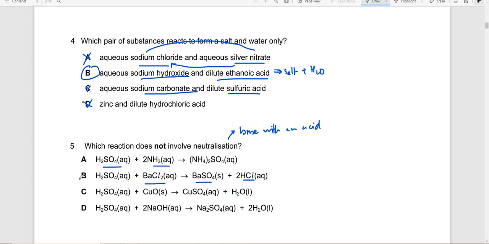Even C is a neutralization reaction, because a base is reacting with an acid. Again, another base, which is an alkali, is reacting with an acid to form salt and water.